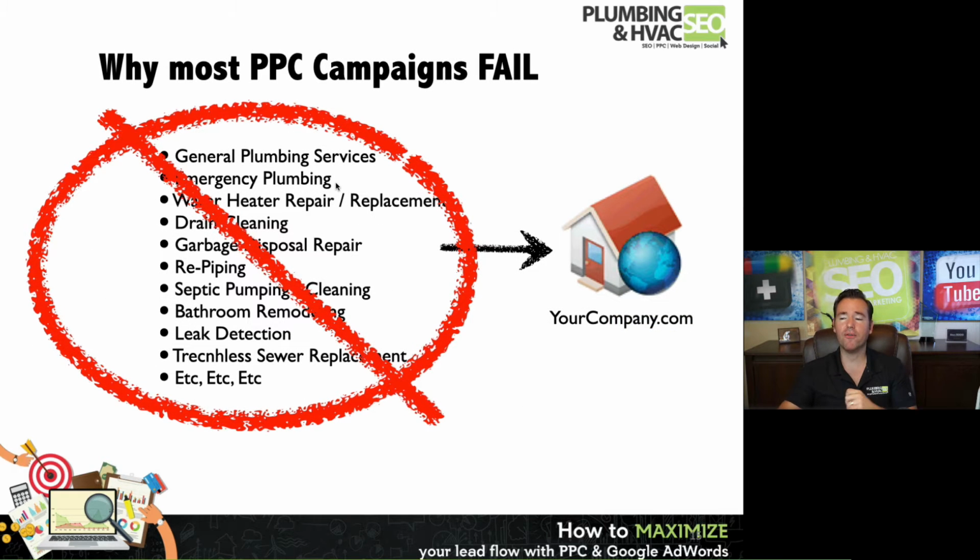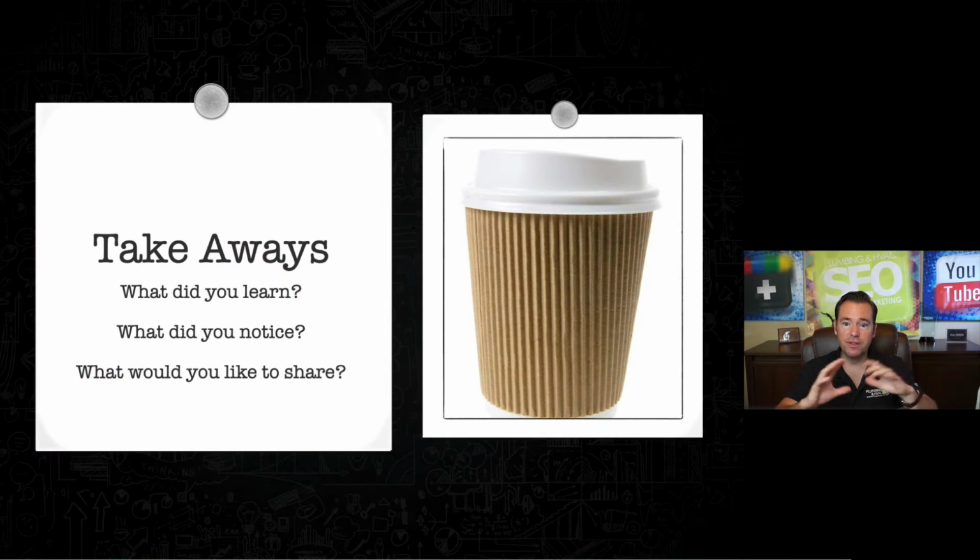So at the broadest level, if you're running all of your ads and all of your pay-per-click traffic to basically one ad group and it's all landing on your homepage, that's a recipe for failure in terms of your results for your pay-per-click campaign in your plumbing, HVAC, or home services business.